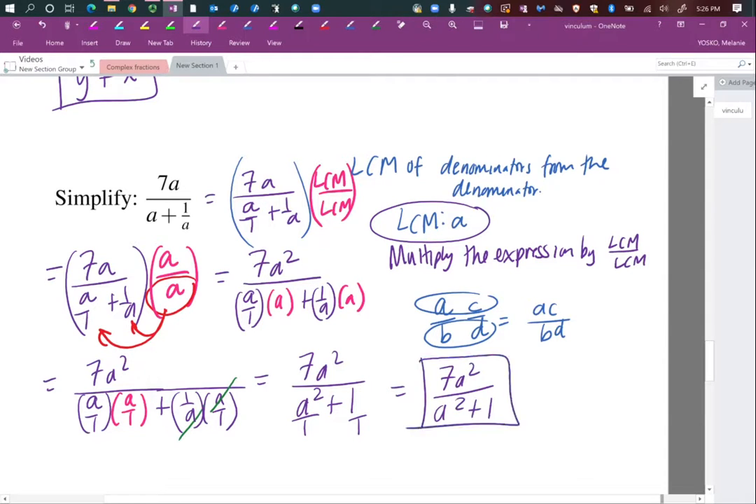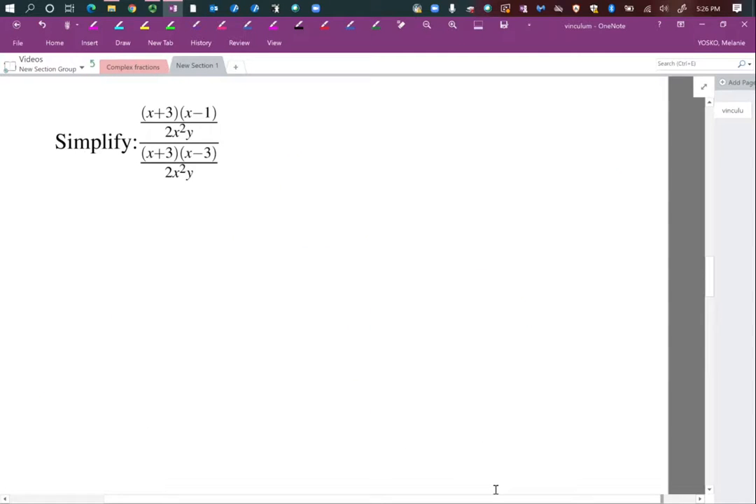Okay, let's do another one. We can look at this one the same way, even though there's nothing added or subtracted, it's all multiplied. We can look and notice that here's the numerator, here's the denominator of the whole fraction. We can look at the least common multiple of the denominators, 2x squared y, 2x squared y. Oh, they happen to be the same thing. So I'm going to multiply by that common LCM on top and bottom. Okay, so I'm going to multiply by 2x squared y over 2x squared y.